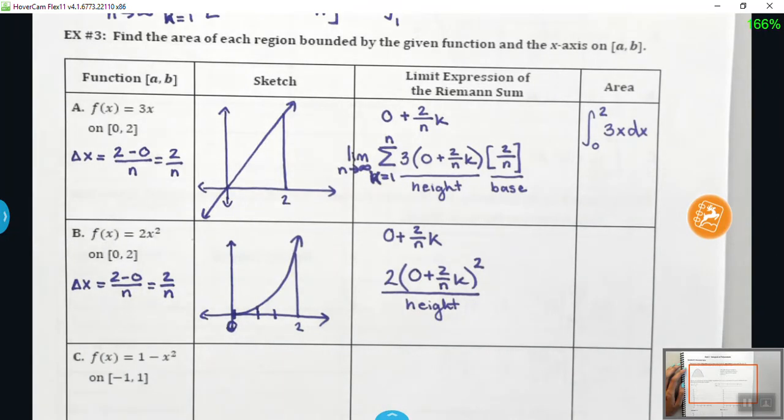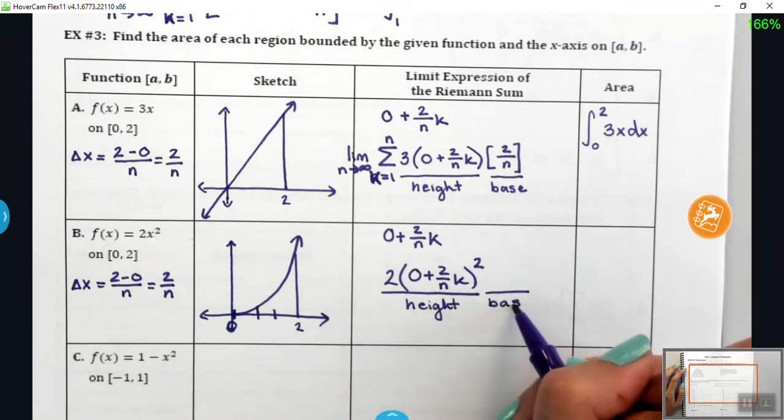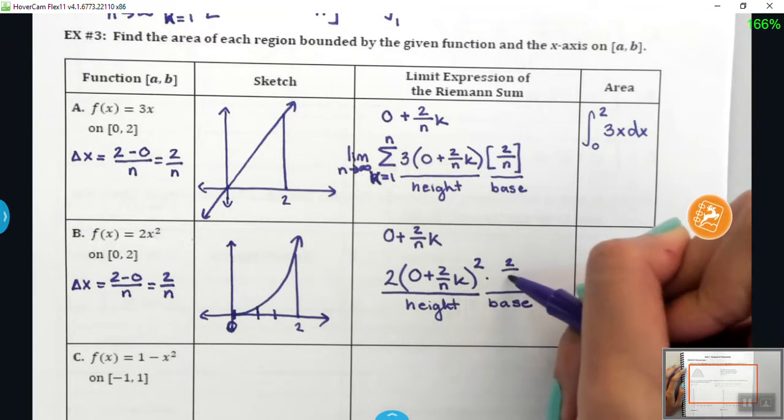Yeah. Okay, then to find area, I have to multiply by my base. We already figured out our base. Our base was 2 over n, right?